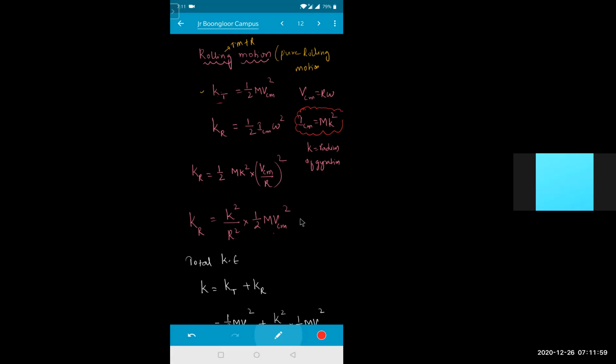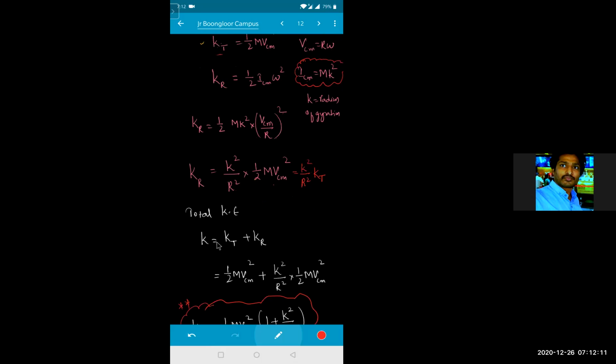That means I can write this one as K square divided by R square into KT. Now what is the total kinetic energy of the rolling motion? Total kinetic energy of the rolling motion. Kinetic energy of rolling motion is what?